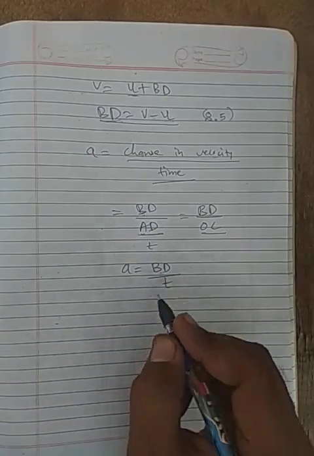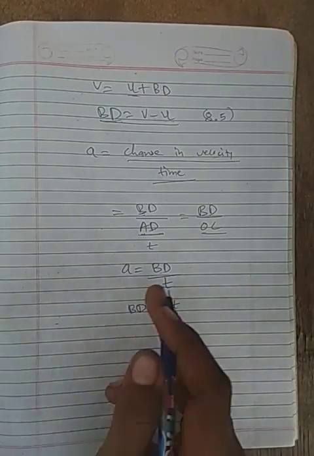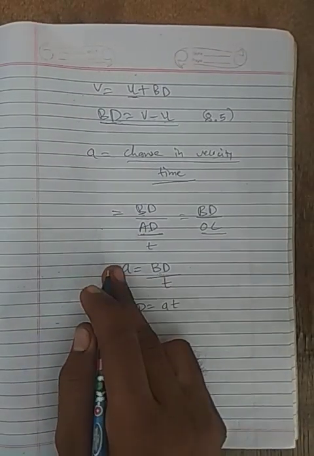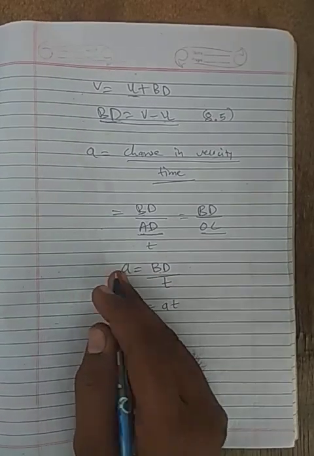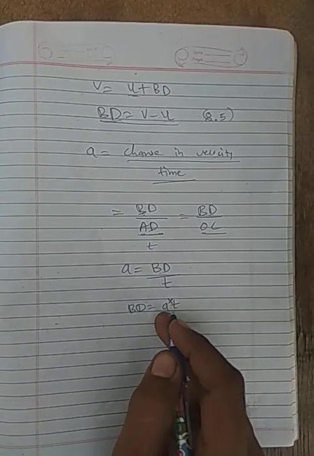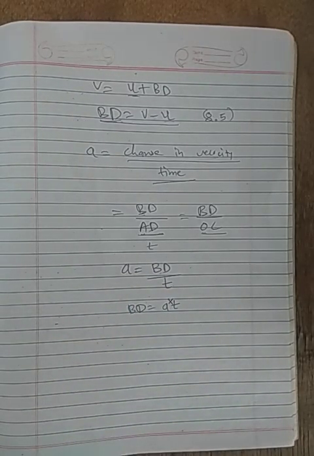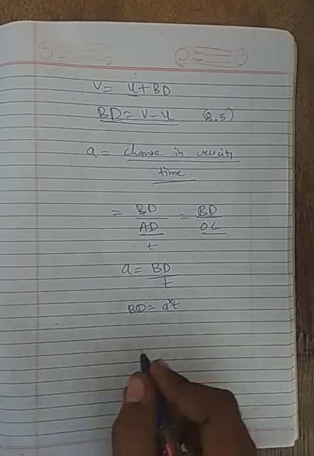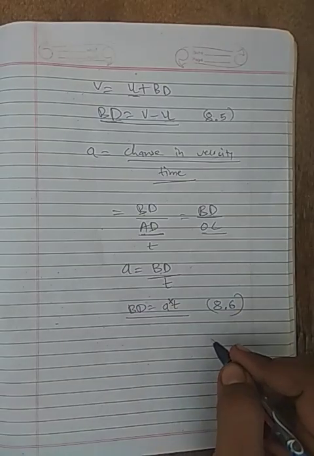Or you can also write this as BD is equal to AT. By putting T on this side, it is below here, so it will come into multiplication when it goes beyond the equal sign. This is common math which you are aware of. So let us say this is equation 8.6.